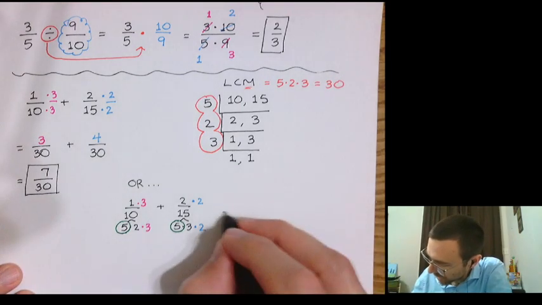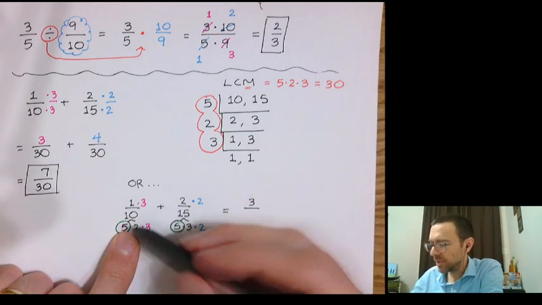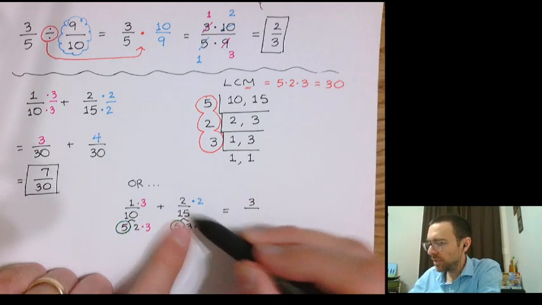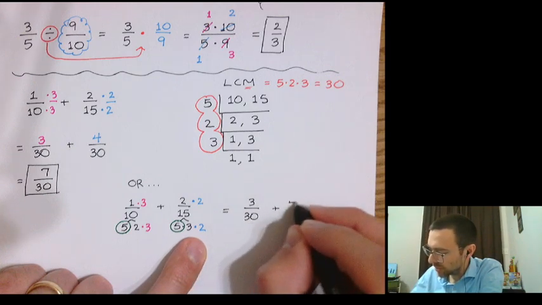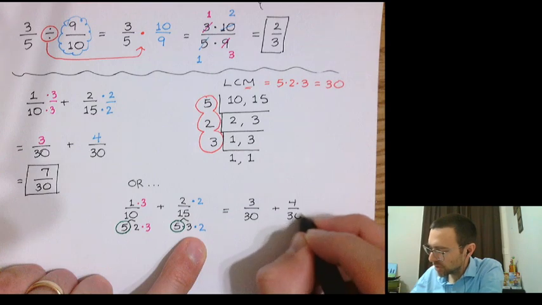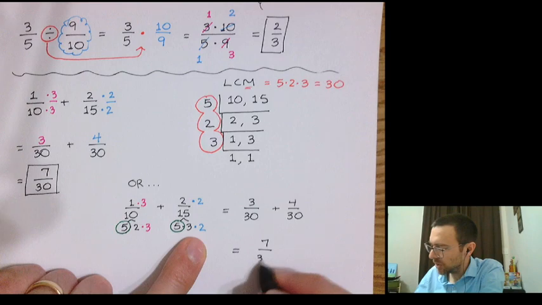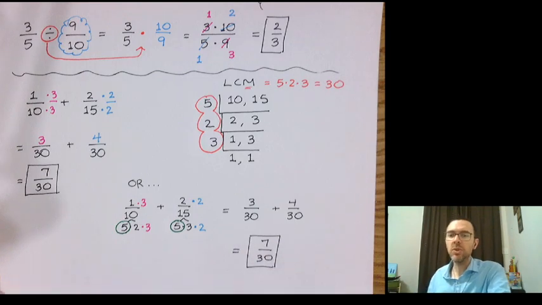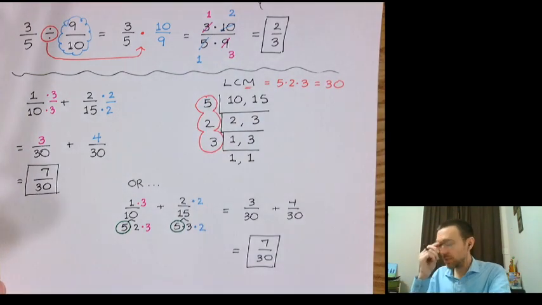So we can now rewrite this. 3 over, no matter how you look at this is 10 times 3 or 15 times 2. That still gives us 30. So you work out these fractions and their equivalencies, and you still get 7 over 30. And so we don't have to worry so much about going through finding the LCM like that. Look at the factors. If you can find those common factors, you can make very quick work of these problems.